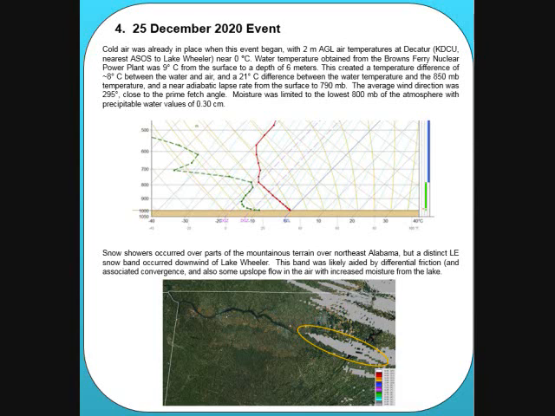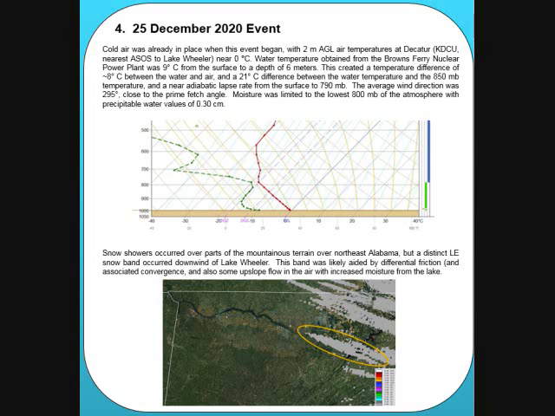Snowfall amounts were light with this, mainly dusting, things like that. But you can definitely see this was also aided by differential friction, not just the thermally direct circulation, because almost all of the snow fell downwind of the lake, actually a number of kilometers downwind from the lake.